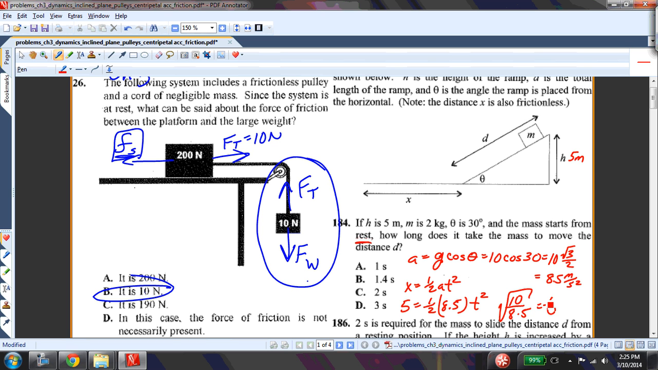Let's go look at our values. Well, it's not 1, right? That would have to be the root of 10 over 10. It's not going to be 3. It's not going to be 2. So 184, well, is it going to be 2?